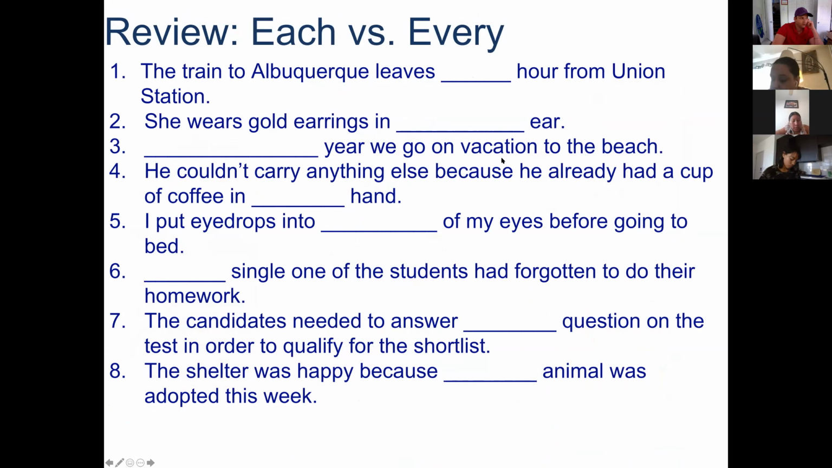The train to Albuquerque leaves every hour from Union Station. Very good. She wears a gold earring in each ear. Good.